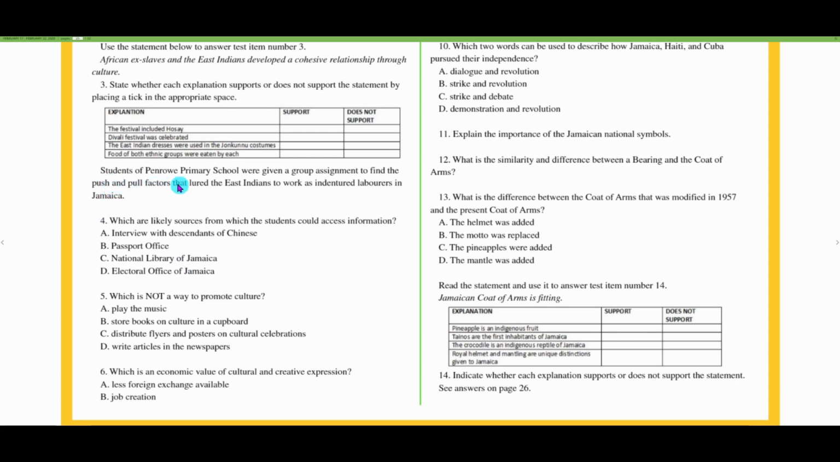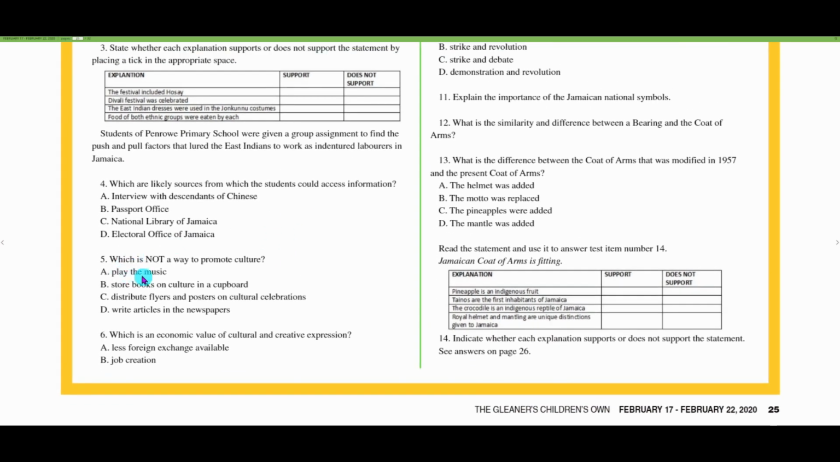Students of the Penrose Primary School were given a group assignment to find the push and pull factors that lured the East Indians to work as indentured laborers in Jamaica. Number 4, which are likely sources from which the students could access the information? Interviews with the descendants of Chinese, the Passport Office, the National Library of Jamaica, the Electoral Office of Jamaica. So we couldn't use the Chinese because we are talking about the East Indians here. The Passport Office, in those days, we never really had a Passport Office like that. And elections did not occur until 1944. So the National Library of Jamaica is what I would go with here, C.